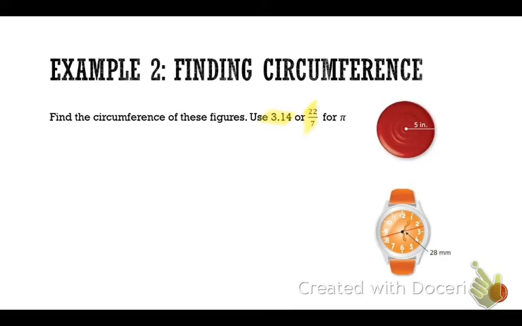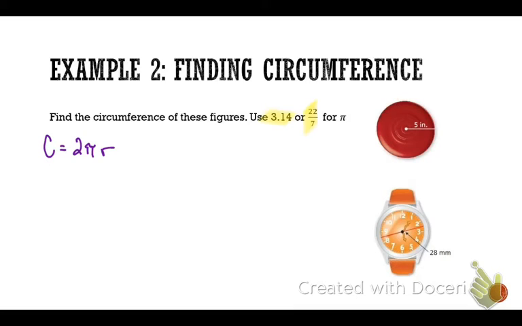Okay? All right, so circumference. Now I need to figure out which formula I want to use. Do I want to use my circumference formula that has radius, or do I want to use the one that has diameter? So which dimension am I given in the red button? I'm given the radius. So let's use our formula for radius. Let's say it together. C equals 2 pi r.